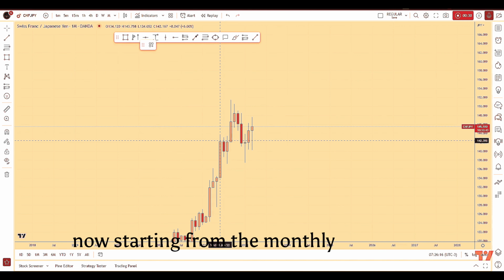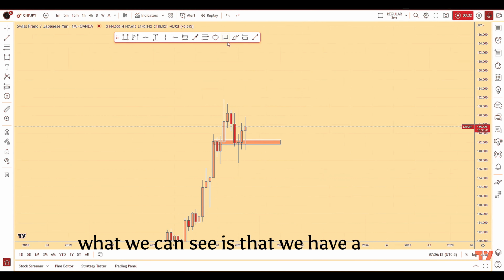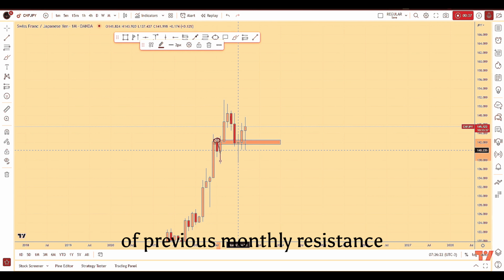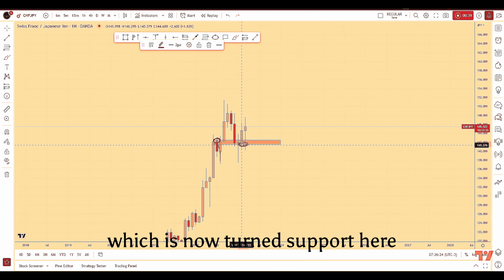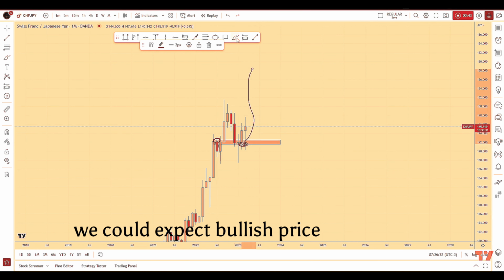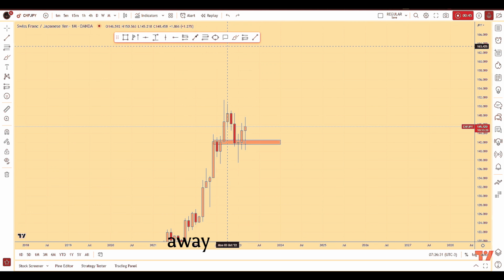Now, starting from the monthly time frame, what we can see is that we have a market which is currently testing a quite strong area of previous monthly resistance, which is now turned support here. Now, as we're testing previous resistance turn support, we could expect bullish price action to be created away from this zone.